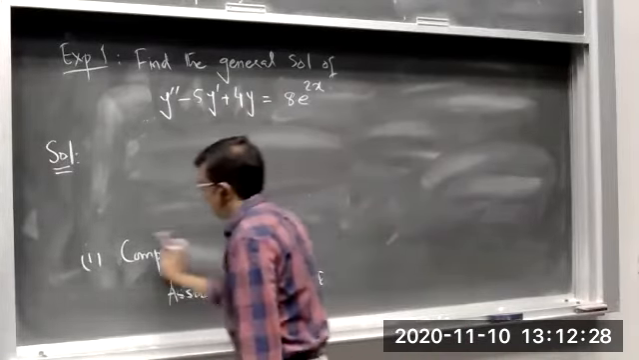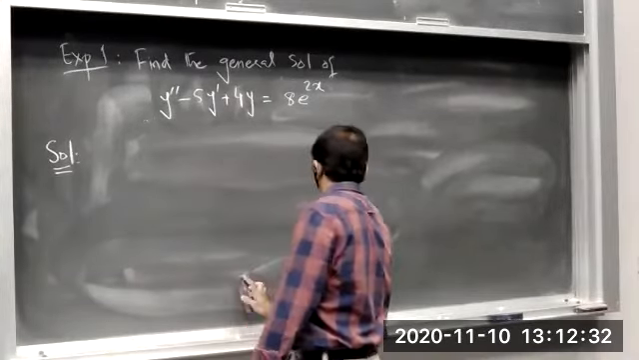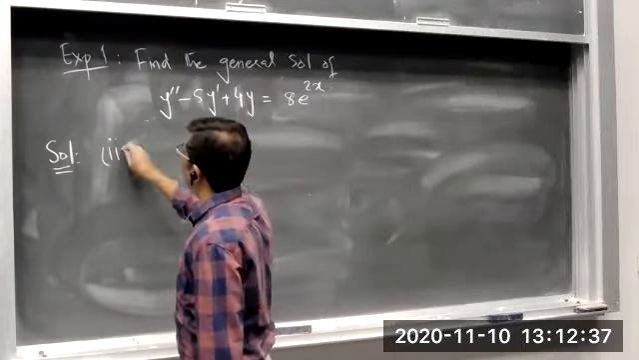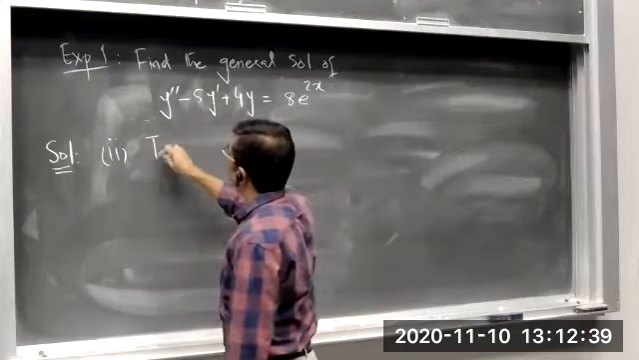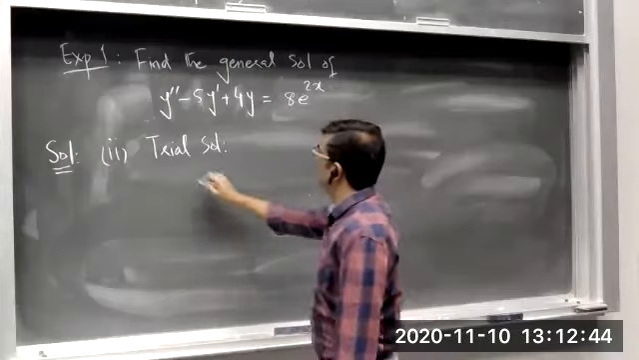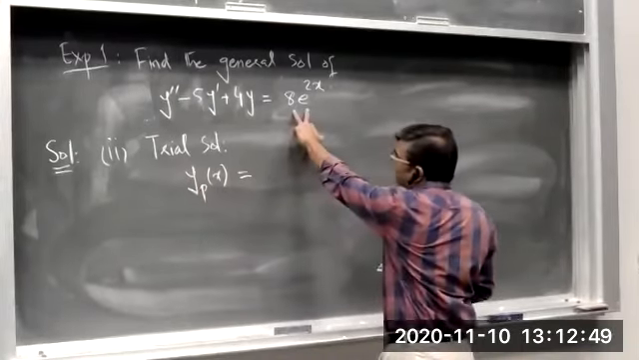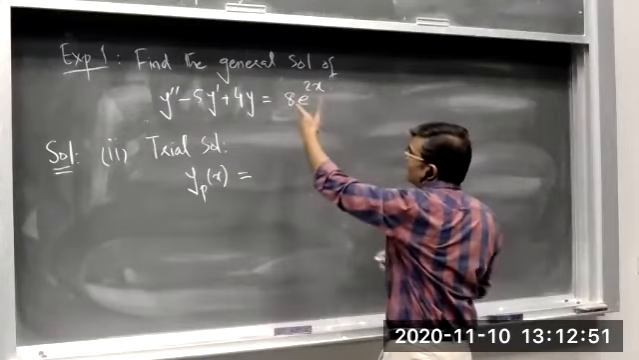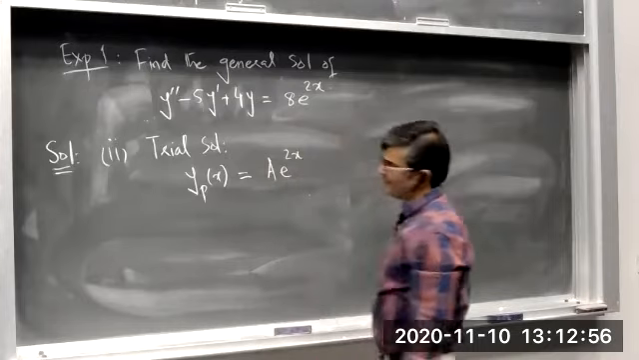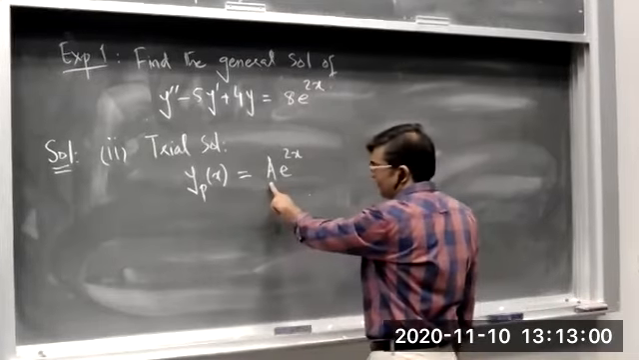Let us find here the particular integral. For finding the particular integral, we assume that the trial solution, or the trial yp of x, is what? You can see that the right-hand side function is an exponential function. So the natural assumption here is a e raised power 2x. Now we need to find this undetermined coefficient a.